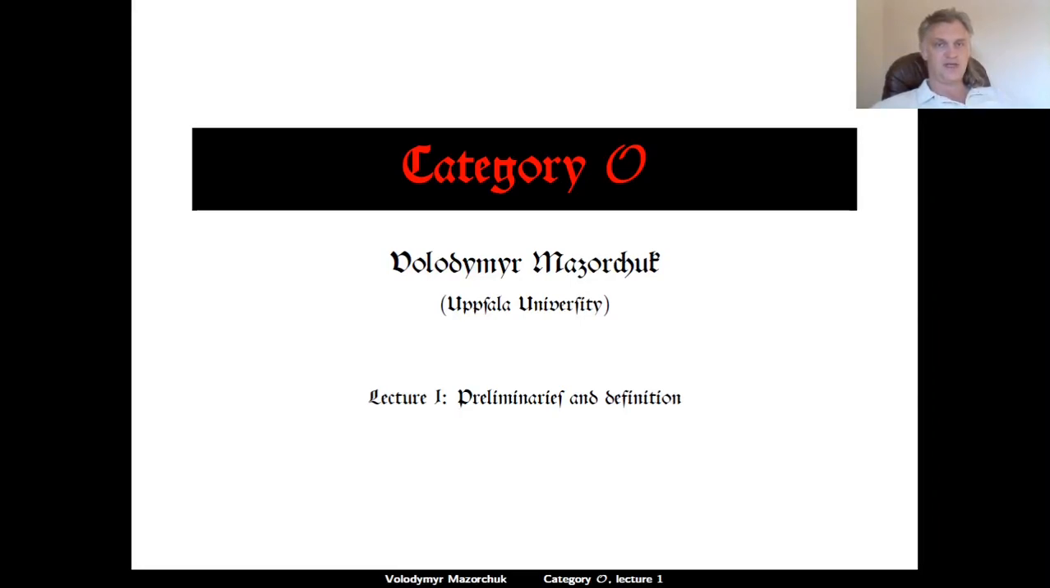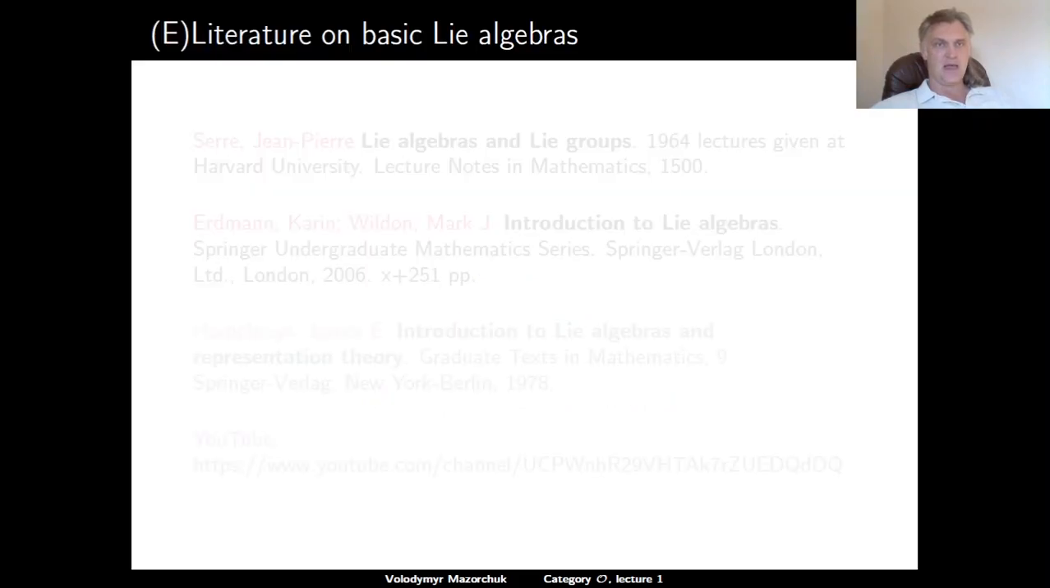Category O, lecture number 1, preliminaries and definitions. So we start with a brief description of the literature which can be used for basics of Lie algebra structures.